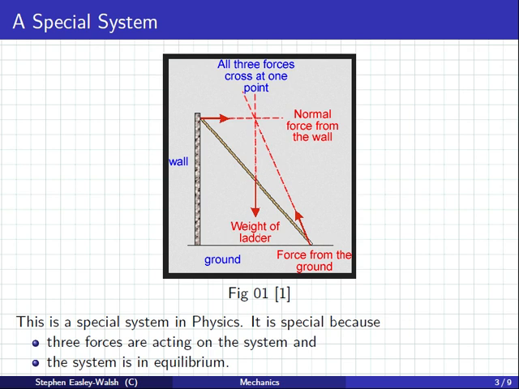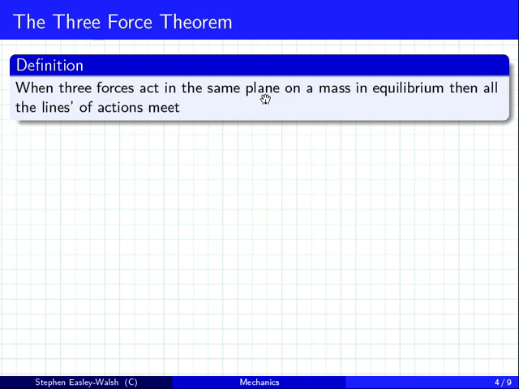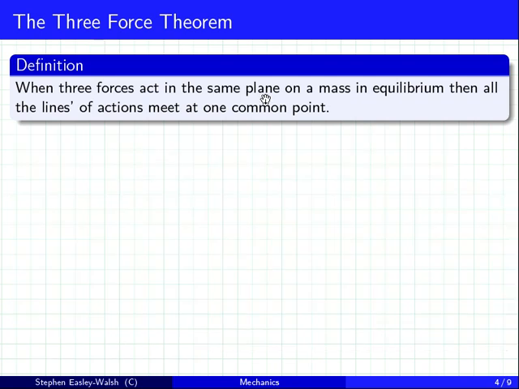Got it? Okay. So, Lami's theorem. When three forces act in the same plane on a mass in equilibrium, then all the lines of action meet at one common point. Now, I don't need to do the proof. So, this is Lami's theorem, if you can write that down. Also called the three force theorem, because there are three forces in it.